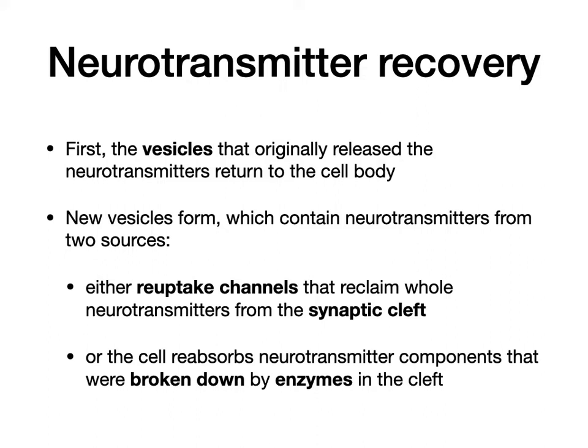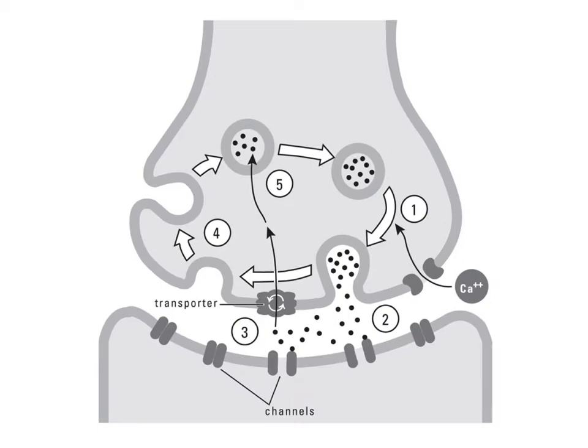Either there are reuptake channels at the end of this neuron in the axon that can help take things back from the cleft, right? It can kind of vacuum up loose neurotransmitter that has done its job, and we need to just pull it back in if we can get it. Or the cell will reabsorb neurotransmitter components that were broken down by enzymes in the cleft, and it'll make new ones on its own. So it can either take fully recaptured ones, or it'll take bits of them and build its own new ones. So here's a diagram of this process.